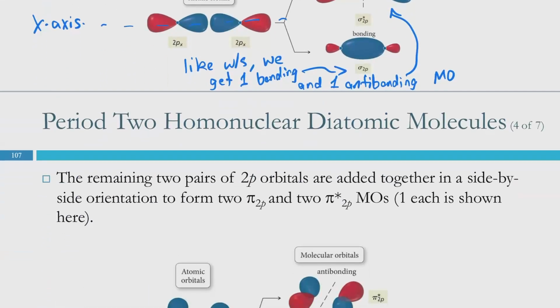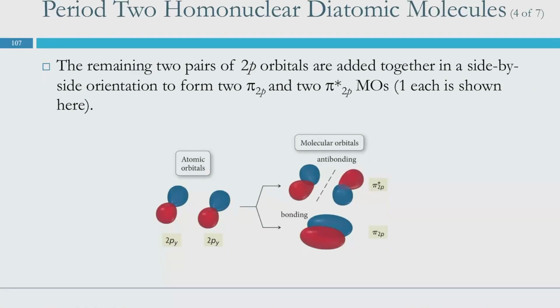We also have our other 2p orbitals that would be parallel to each other, so they get the side-by-side overlap. So if we're looking at our 2py, these can overlap side to side, and if they get along, that will be the bonding. If they don't get along, that's the antibonding. But now these are pi because they're side-to-side overlap.